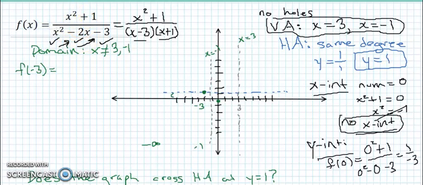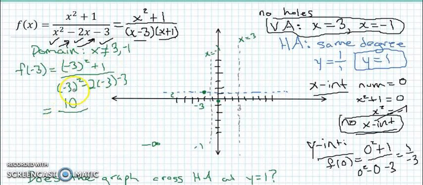Okay, so if we plug that in, we'll have -3 squared plus 1 over -3 squared minus 2 times -3 minus 3. So that'll be 9 plus 1, so 10 in the numerator, over 9 plus 6 minus 3. Oops.